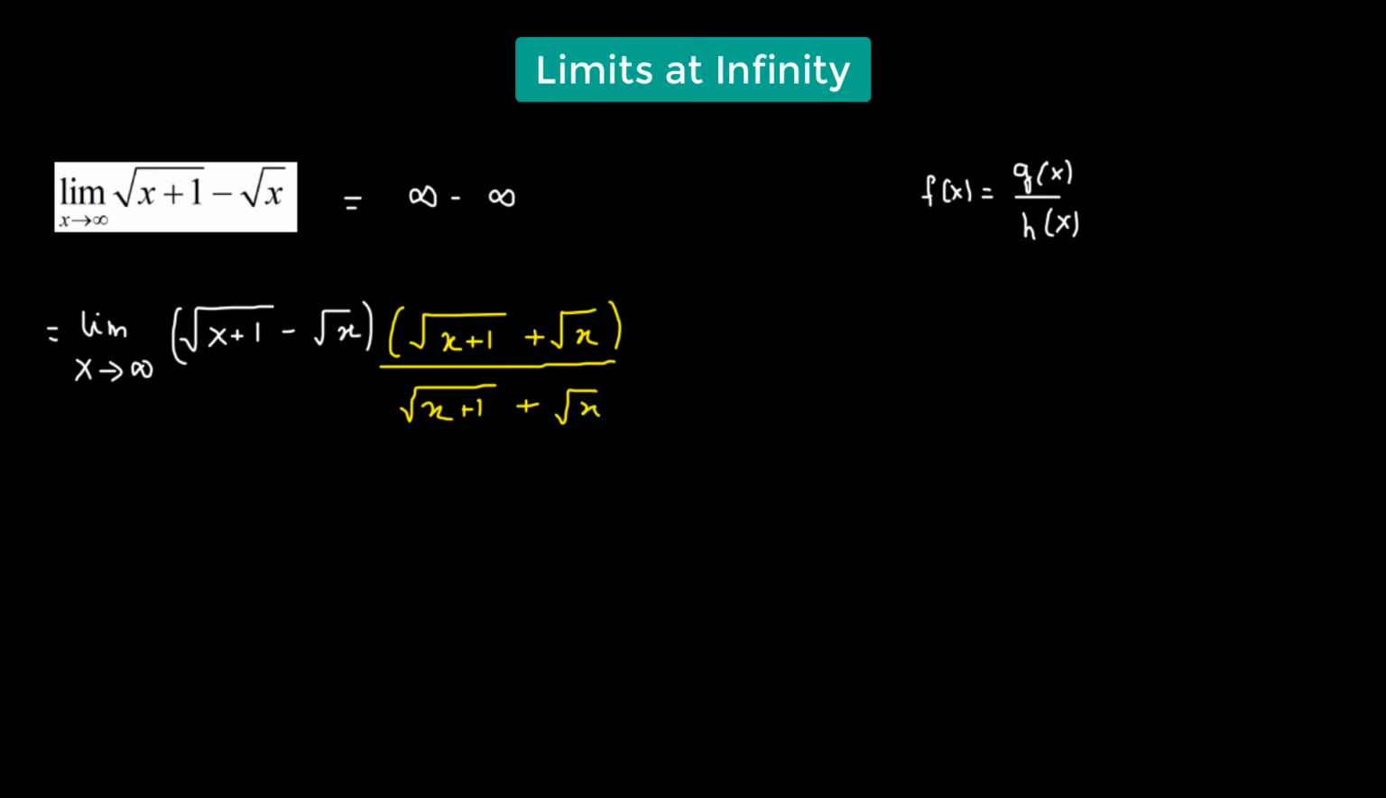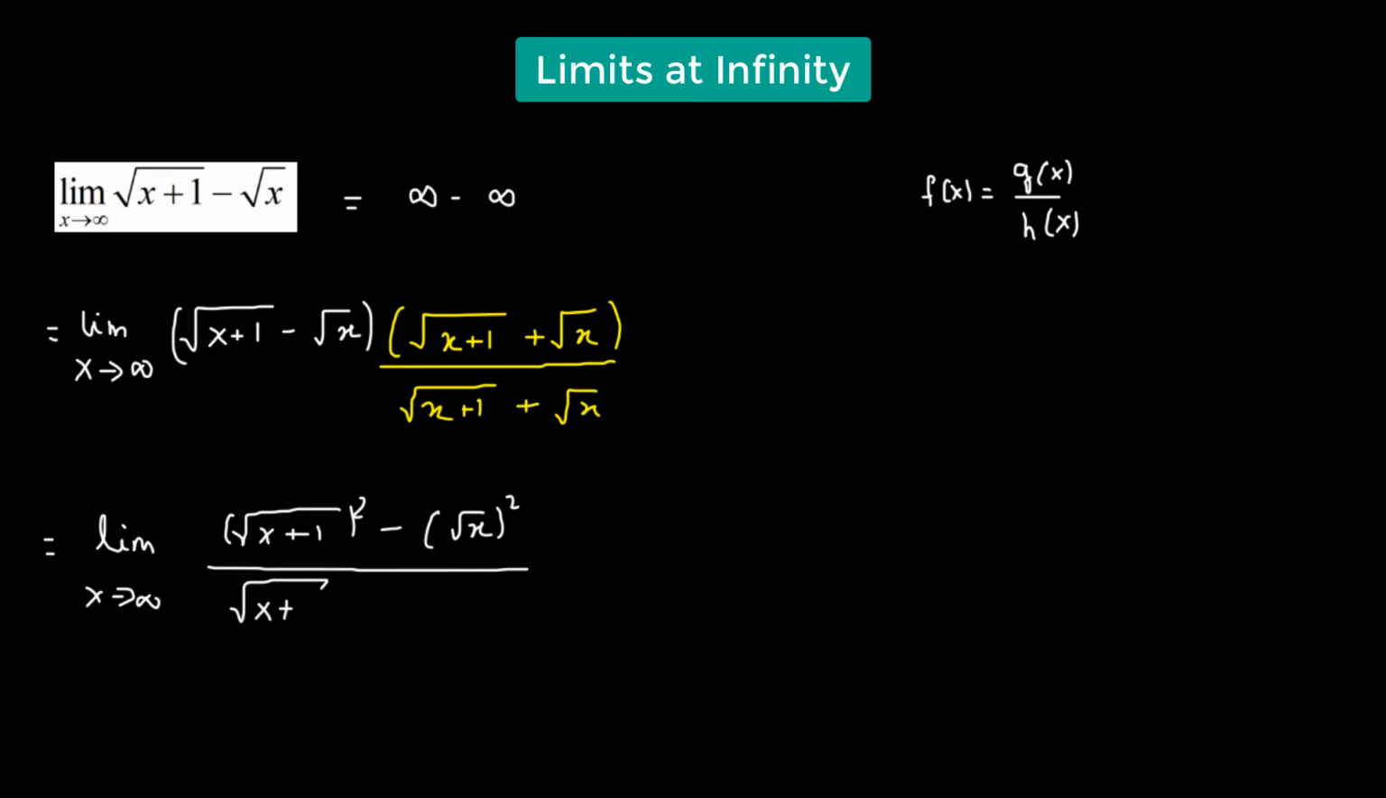Now, when we multiply the two terms in the numerator, that will simply equal the square root of x plus 1, squared, minus the square root of x, whole squared. That's because it has the form of a minus b times a plus b, which transforms to a squared minus b squared, divided by the square root of x plus 1 plus the square root of x.